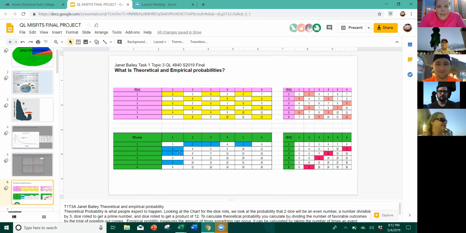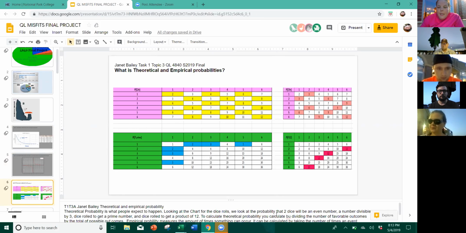All right. On my slide, I looked at theoretical and empirical probabilities based on dice rolls. And if you look at the chart with the dice rolls, we compared the rolling of two different dice with an even number and never divisible by 3, dice rolled to get a prime number, and dice rolled to get a product of 12. To calculate probability, you divide the number of favorable outcomes by the total of possible outcomes. An empirical probability measures the amount of time something can occur.